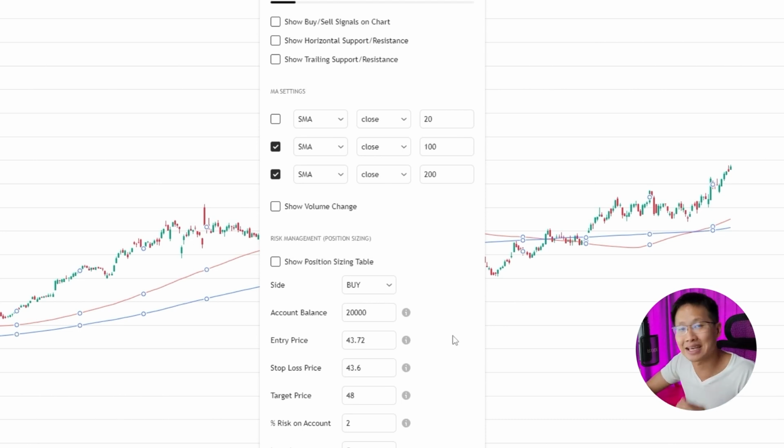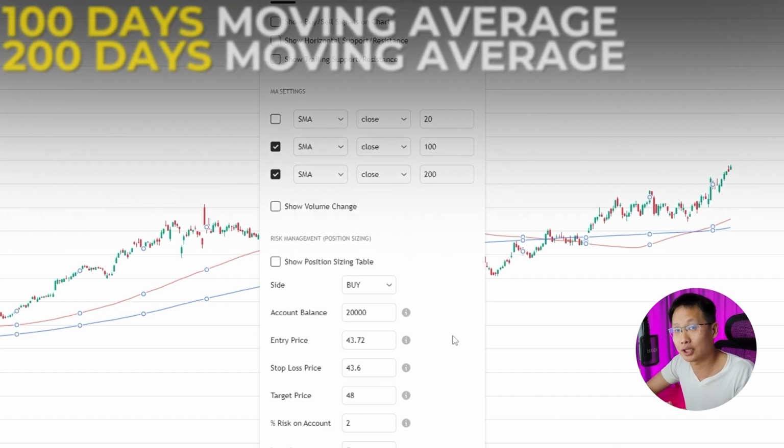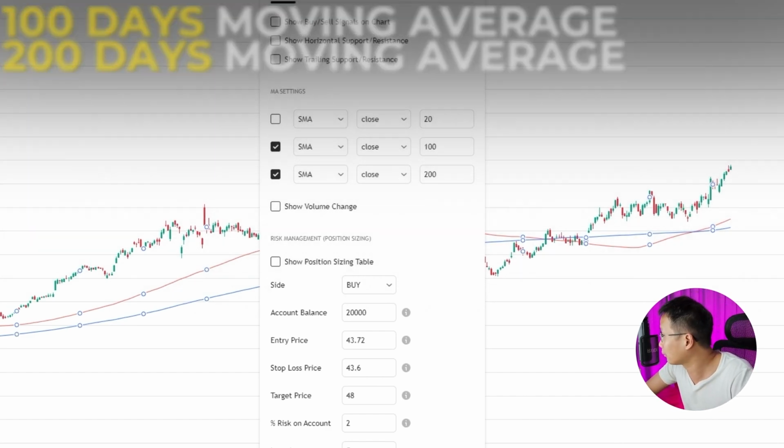But essentially, it's the same moving average that you can search on an indicator and pull out: the simple 100 days moving average and the 200 days moving average.